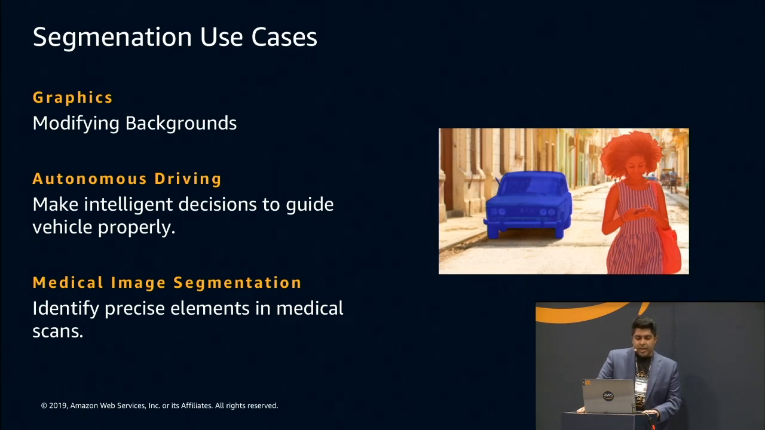The other use case is autonomous driving. It's very important to have accurate details of where each object is, not just bounding boxes for a general area, but up to that pixel level for secure driving. And then medical image segmentation is another really big one for segmentation. You want to know precisely where these elements are in an image, and segmentation can do that for you.